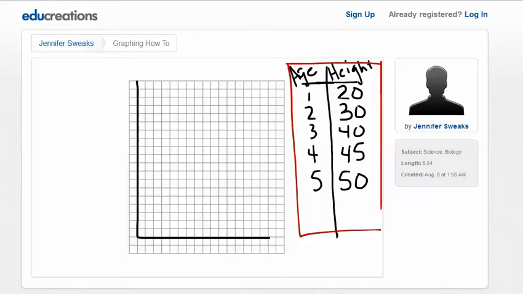Now, when you're making a graph, there's several things that you need to consider because we're comparing variables here. Well, where do you put the variables? Well, we have two types of variables. One is called an independent variable, and the other is called a dependent variable. The independent variable will invariably be put on the x-axis, and the dependent variable will be put on the y.